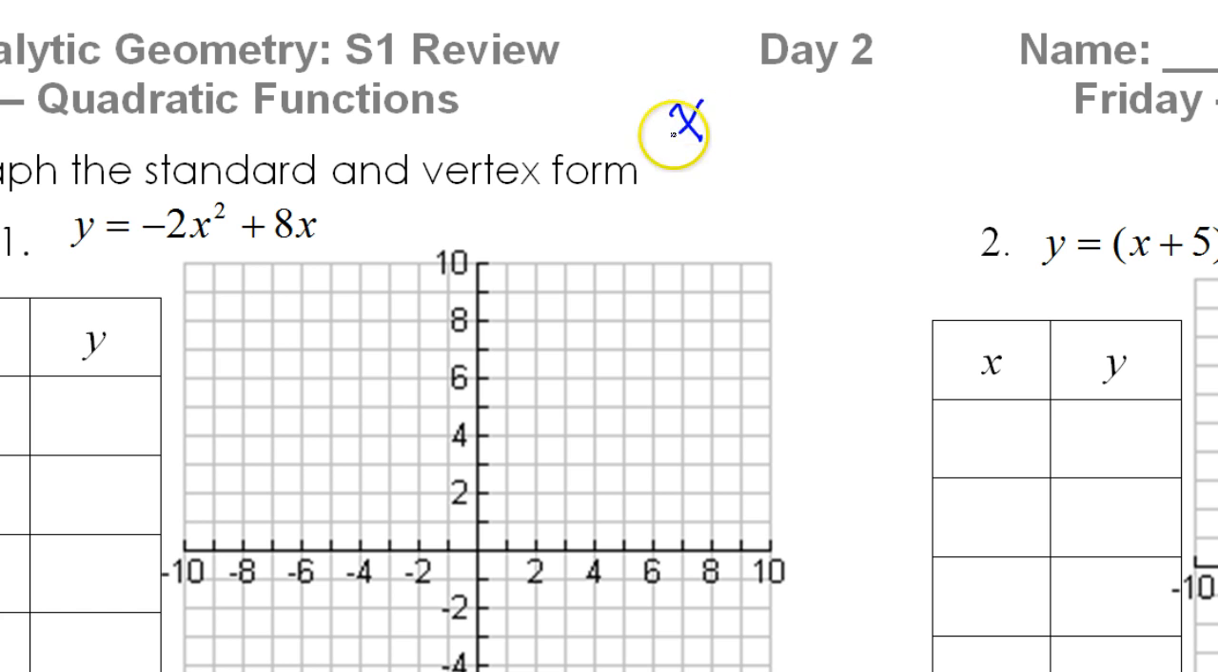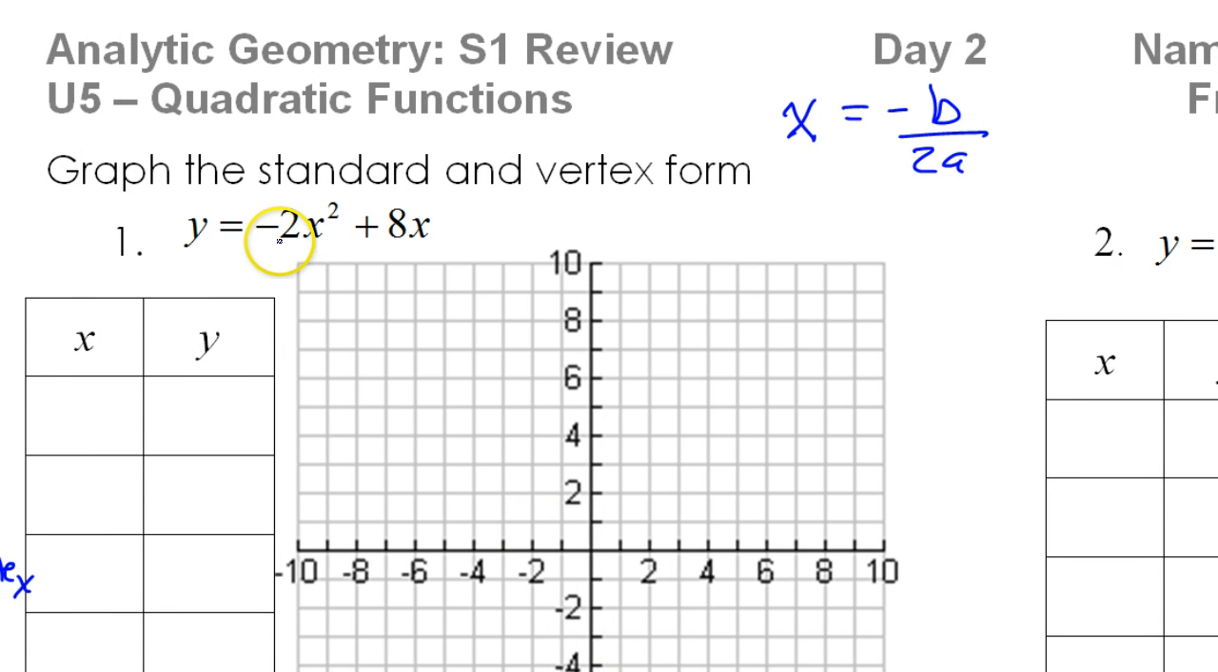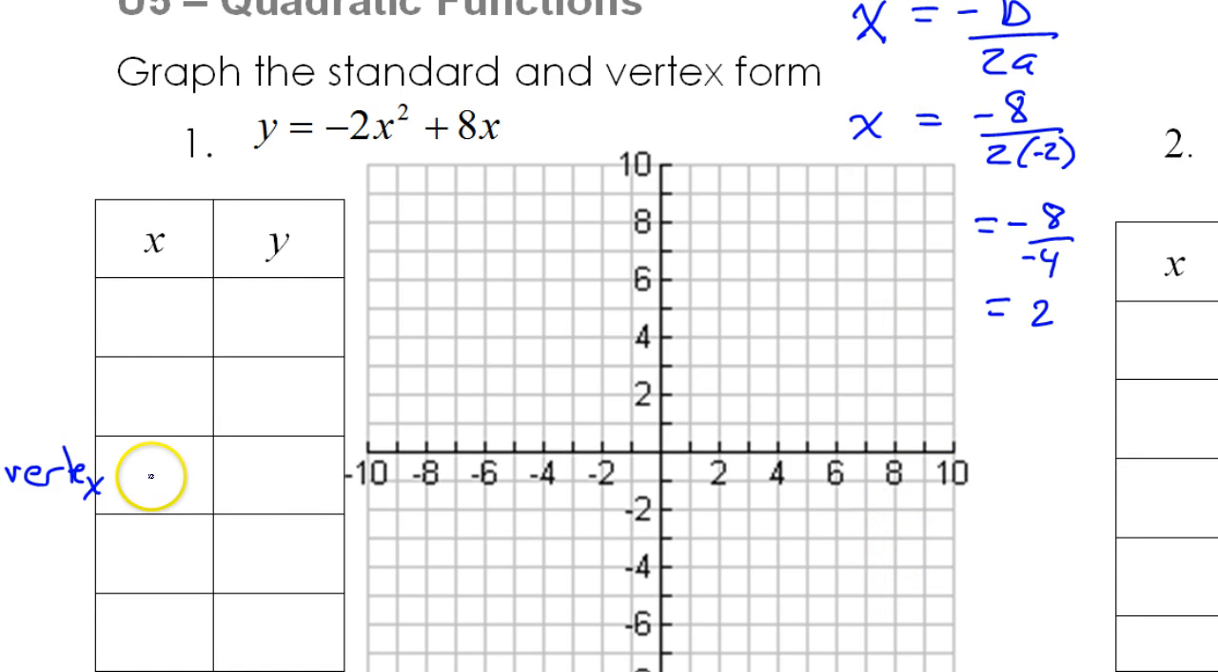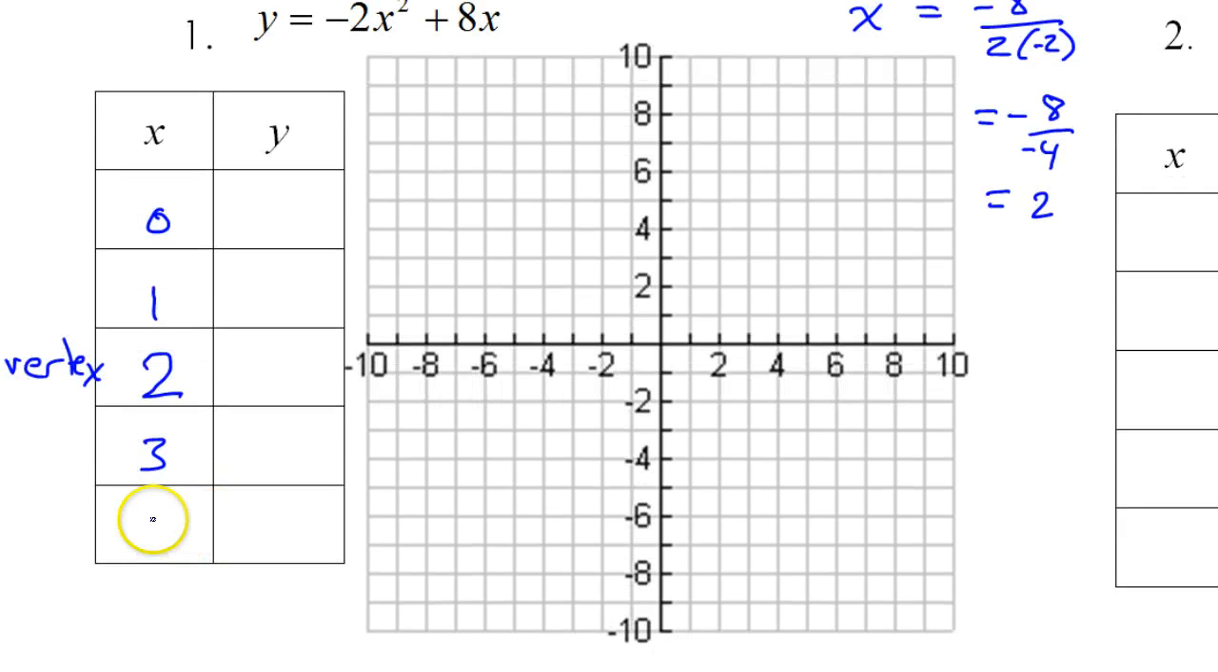The x value of the vertex is equal to the opposite of b over 2a. This is a, negative 2, and this is b. C is 0, by the way. So b is 8, and the opposite of b is negative 8 over 2 times negative 2. That makes negative 8 over negative 4, which makes positive 2. That is the x coordinate of the vertex, so it should go right here in the middle. The rest of the x values will be 1 and 0 decreasing, and 3 and 4 increasing.